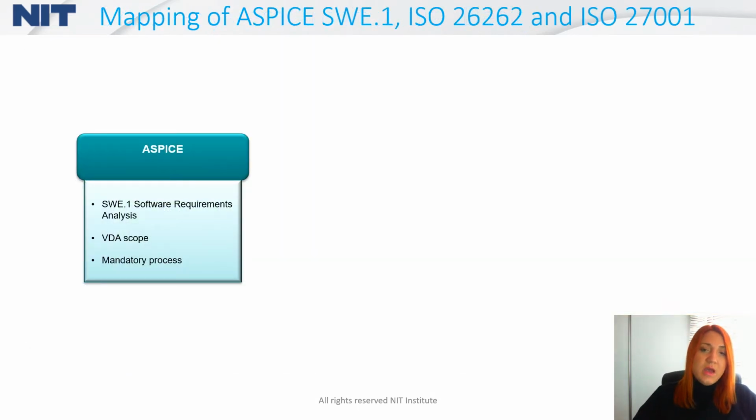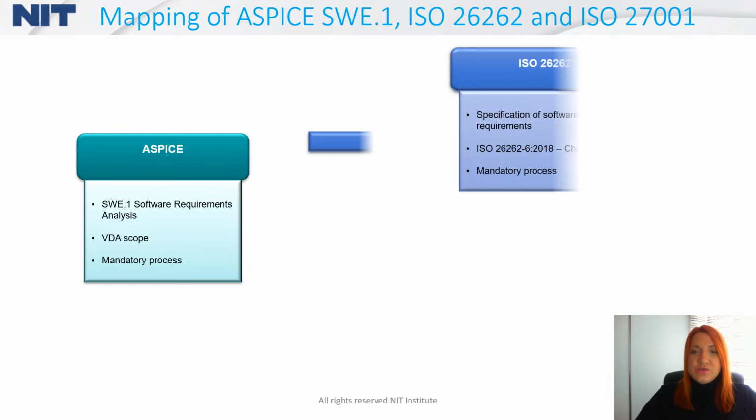This was the explanation of the system group processes. And now we are going to explain what the software requirements analysis is. This is also a mandatory process, part of the VDA. How will we map it with the ISO 26262?